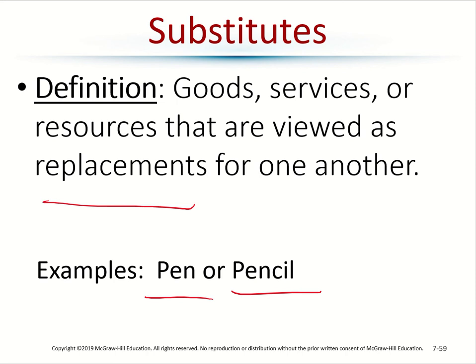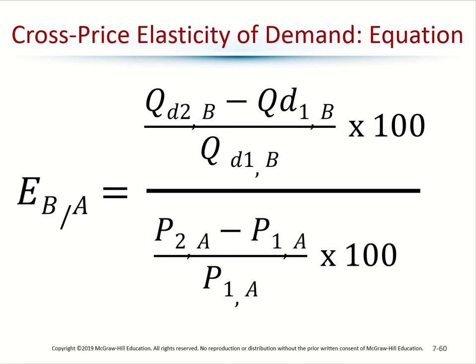Another example you can think of is iPhones and Samsung Galaxy, that's a substitute. Your PC and Mac, that's a substitute. So the stuff that we don't buy both, we just buy one of them. That's called a substitute. Okay. The formula for that looks very complex.